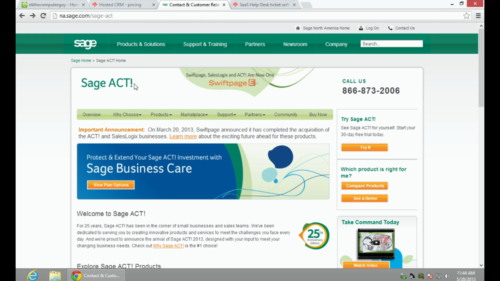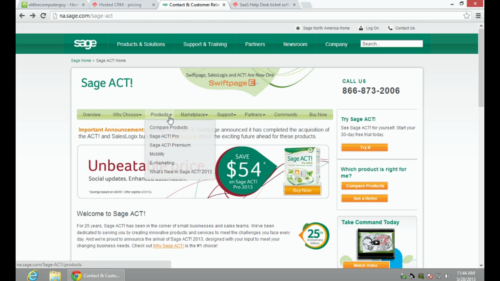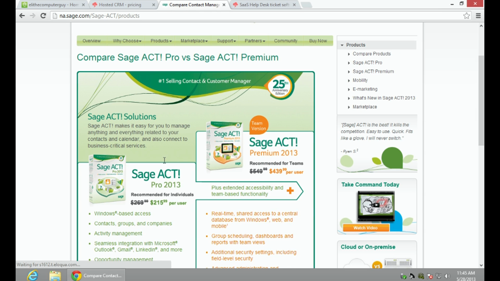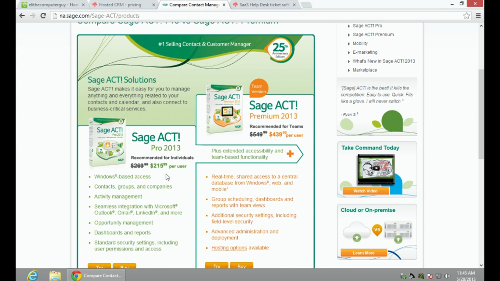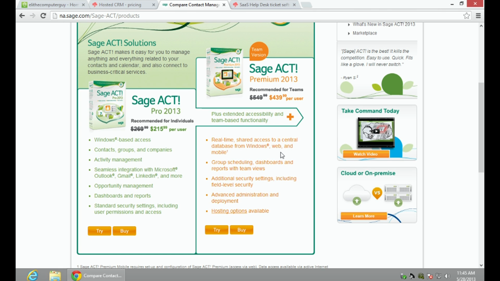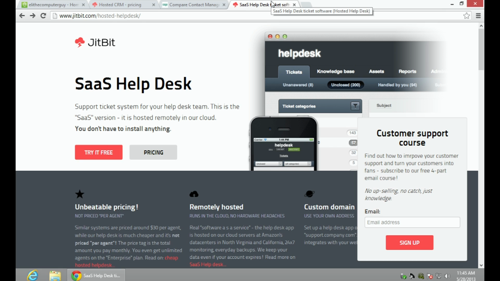But these guys are the software that you would actually install on your desktop. So we go to products, we go to compare products, and this is where you can start trying to figure out the price. So for Act Pro, it's $215.99 per user. If you go up to the Act Premium, that's $439 per user. So again, this is where you have to start thinking, $20 a month seems expensive, but when compared to $439 per user, it might not be too bad.